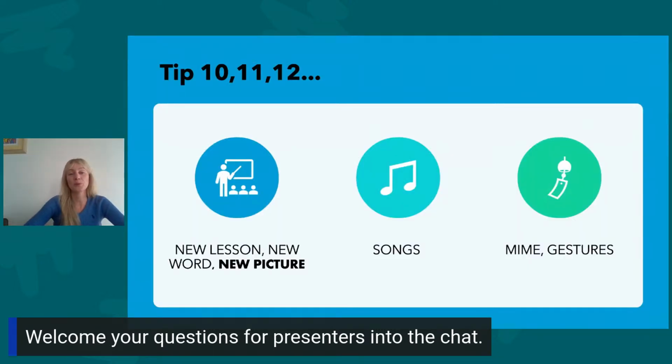As for the following tips, this is just the tip of the iceberg. We can go on up to tip number 100, 200, 500. So the following tips that you can use are the introduction of a new word or a new picture every new lesson. You can use songs, of course, to introduce new subjects, or some gestures, mime, and so on.